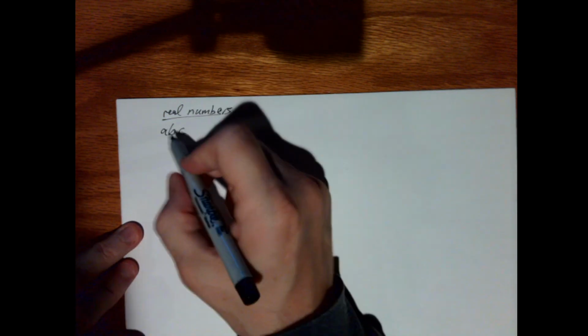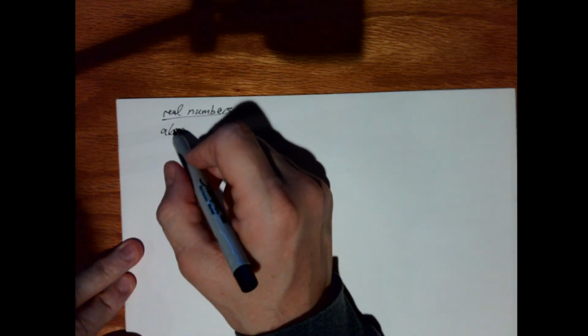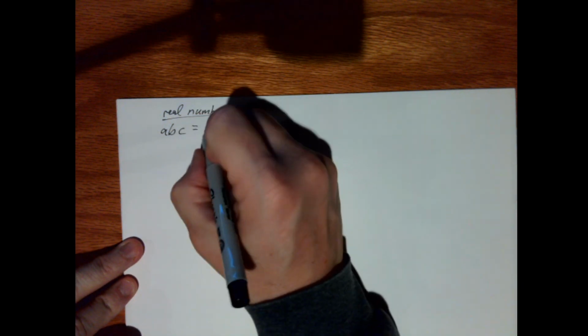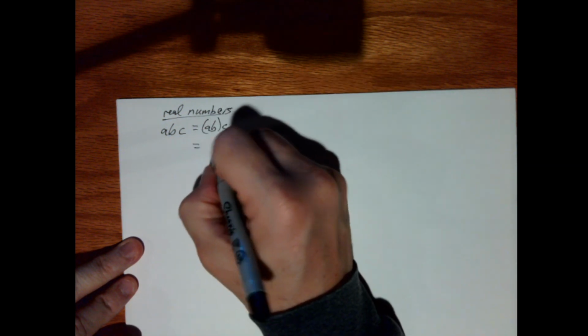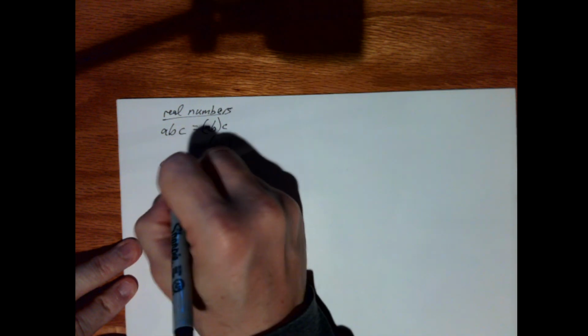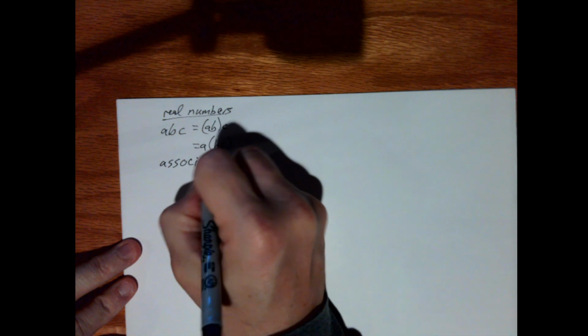If I have A times B times C, then because multiplication is a binary operation, which means you really only multiply two things at a time, this requires us to either multiply A times B first and then multiply by C, or we can multiply B times C first and then multiply by A. This is called associativity. So it's associative.